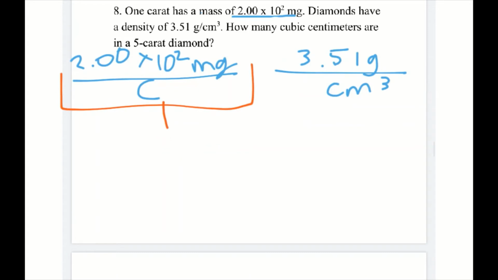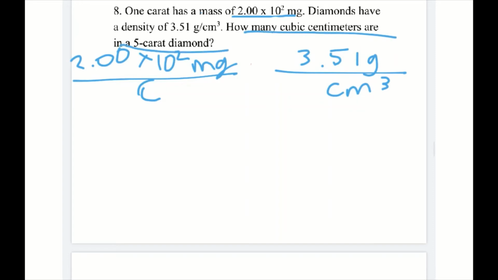So I need to undo all these red lines. So I need to erase that. And let's read on. How many cubic centimeters are in a 5 carat diamond? So our objective is to convert 5 carats to cubic centimeters. So how do we go about that? Let me undo this. So let's start off by just writing 5 carats.